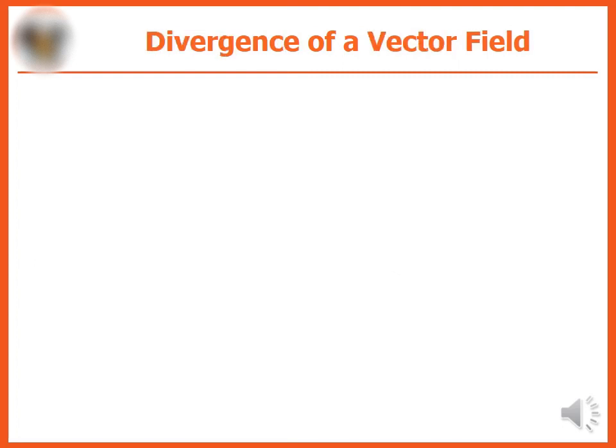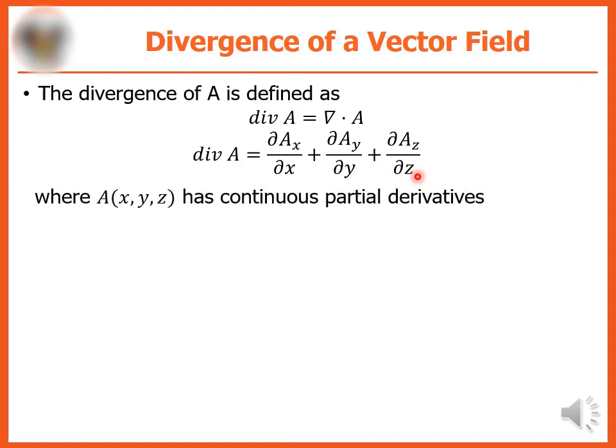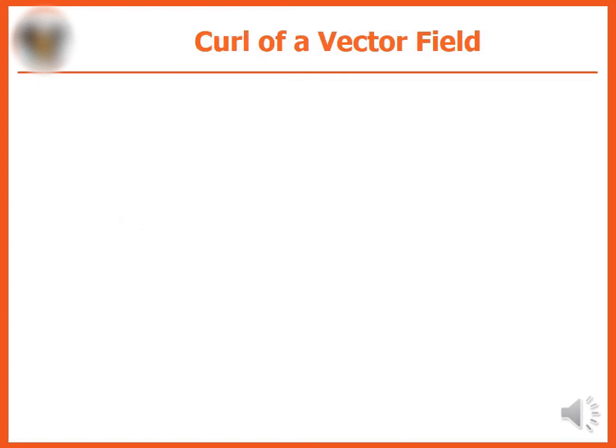And then we have the divergence of a vector field. It is defined as the dot product of nabla and vector A, or that is the partial derivative of A sub x with respect to x plus the partial derivative of A sub y with respect to y plus the partial derivative of A sub z with respect to z, where A's components of x, y, z have continuous partial derivatives.